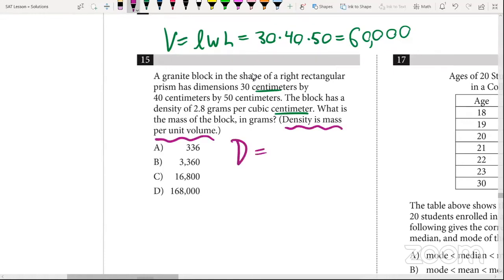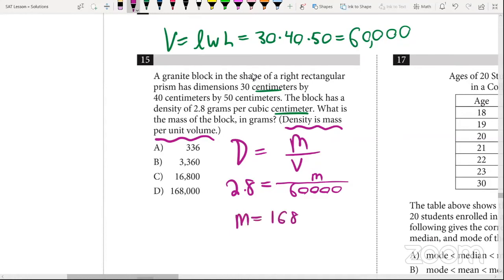The density is the mass per volume. So mass divided by volume. So per means divide. So the density, they said, was 2.8. The volume is 60,000. The mass is right here. And that is filling everything we know into this equation that they gave us. Now, if you multiply both sides by 60,000, you get 168,000. And so the answer to number 15 is going to be D.